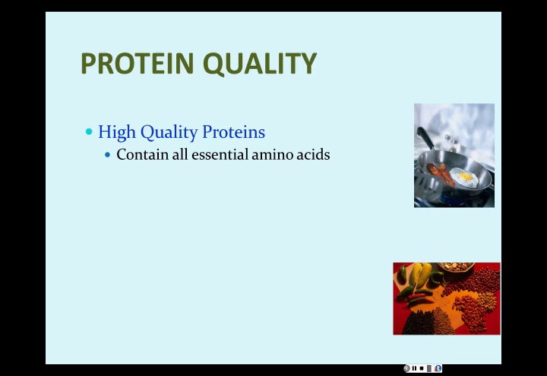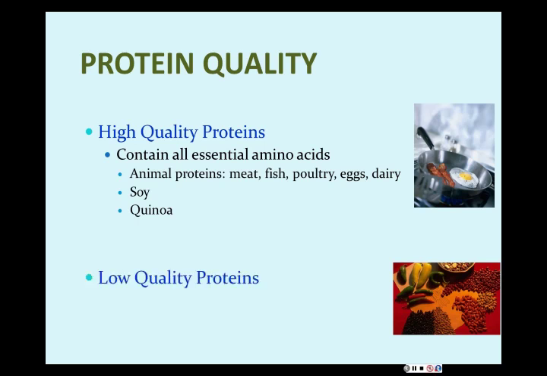Remember, there's 20 amino acids and 9 of them are essential. So in one serving of this protein food source, you're getting all of those essential amino acids, so it's high quality. And we find this mainly in the animal protein sources, so meat, fish, poultry, eggs, dairy. 2 of the plant sources that fall into this category are soy and quinoa.